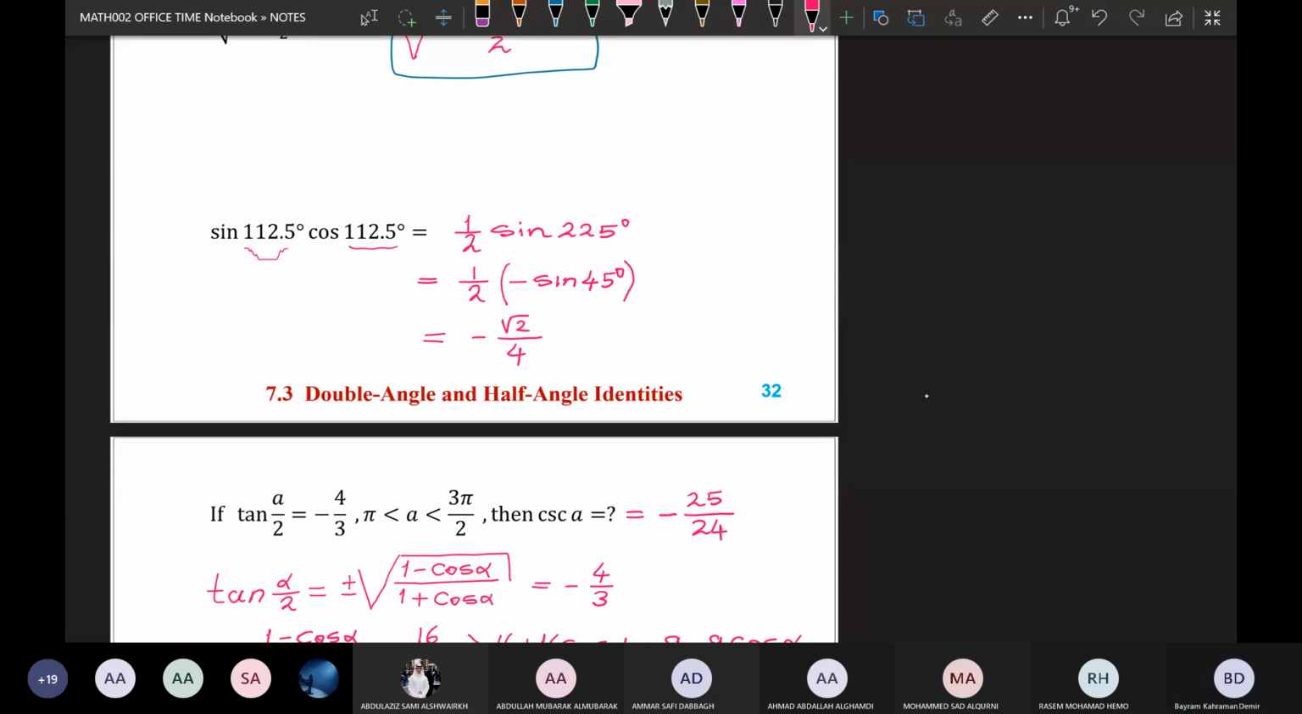225. Well, which is in the third quadrant, of course. And the reference of 225 is 45, and sine function is negative in the third quadrant. So it is negative sine 45, which is negative root 2 over 2, of course. And when you multiply by half, you will get negative root 2 over 4.